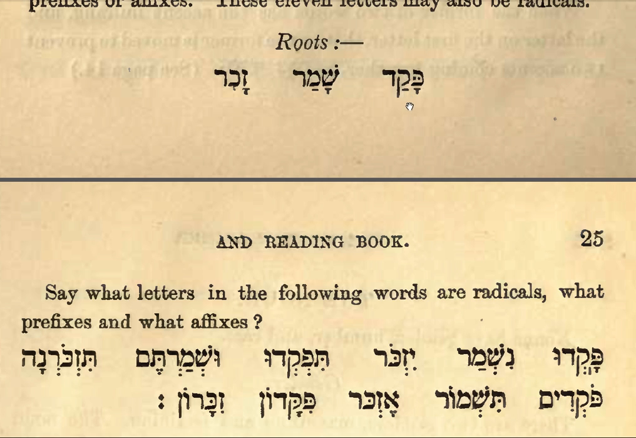Here we have 3 roots: pakad, shamar, zahar. So pakad, shamar, zahar. So we want to say what letters in the following words are radical, what are prefixes, and what are affixes. So the first is pakadu.